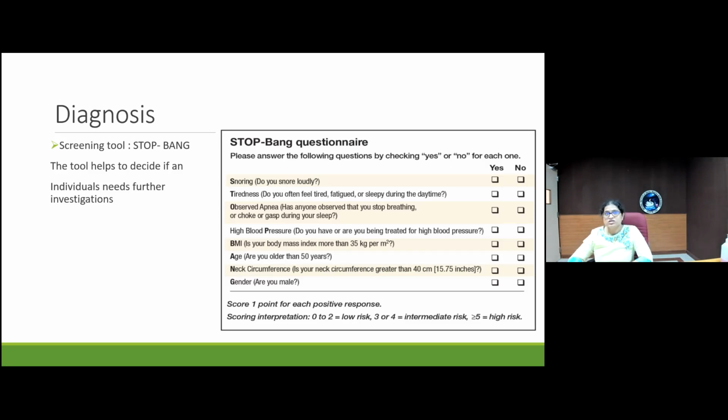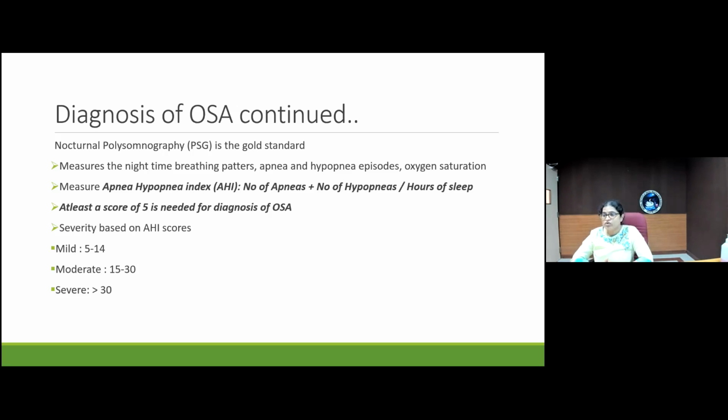So what is the investigation that we need to carry out for the diagnosis of OSA? It is the nocturnal polysomnography, which is the gold standard investigation. Polysomnography measures the nighttime breathing patterns. Apnea and hypopnea episodes are measured, as well as oxygen saturation in sleep. It measures what is called the apnea-hypopnea index, which is the number of apneas plus the number of hypopneas divided by the number of hours of sleep. At least a score of 5 is needed to diagnose OSA.